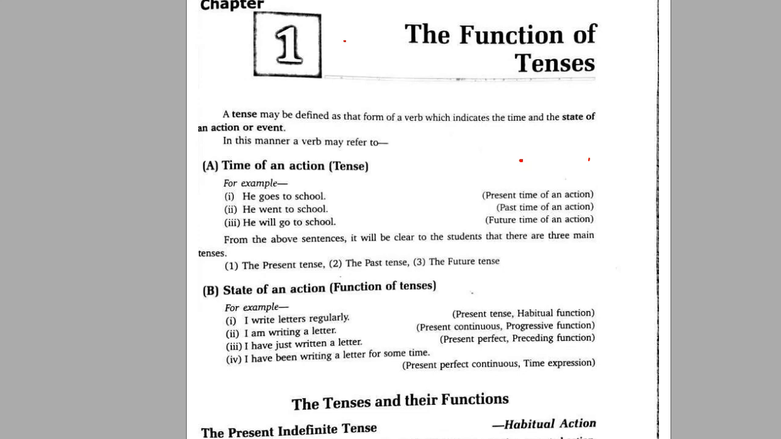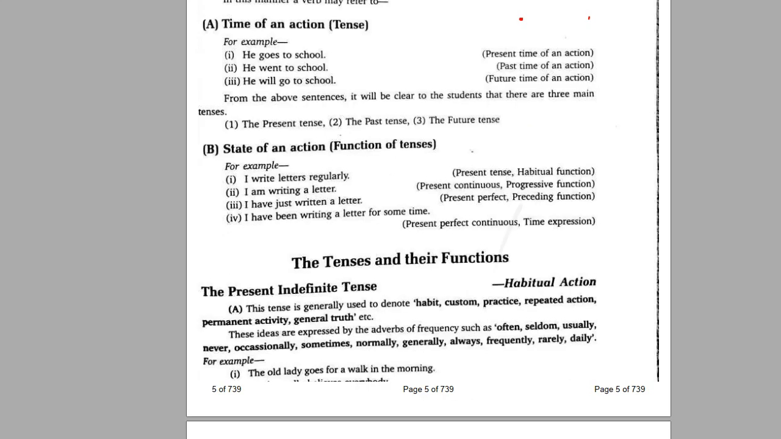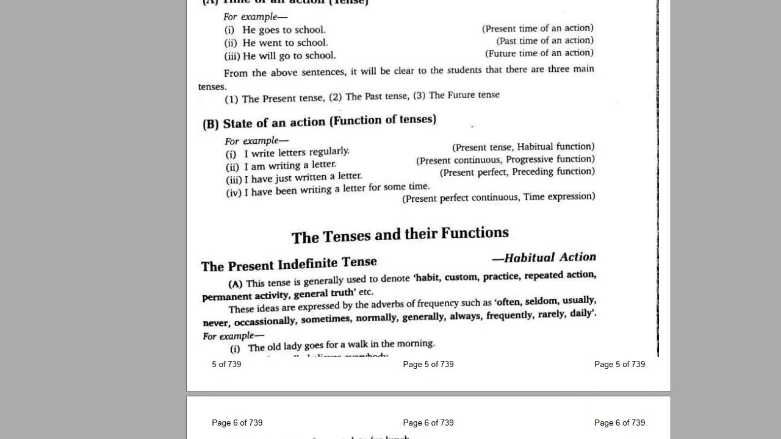The first one is the present tense. Another one is the past tense. Then the future tense. So what is the state of action nowadays? It's a function of tense. I write letters regularly. So it's the present tense, habitual action, like he is doing this on an everyday basis regularly. I'm writing a letter, so it's a present continuous or progressive function.